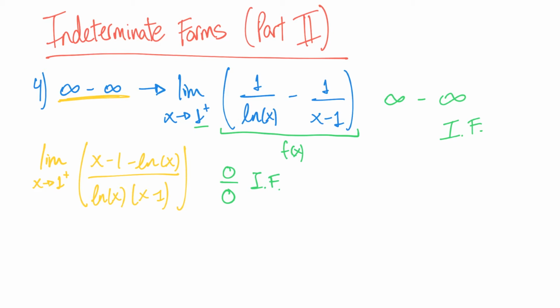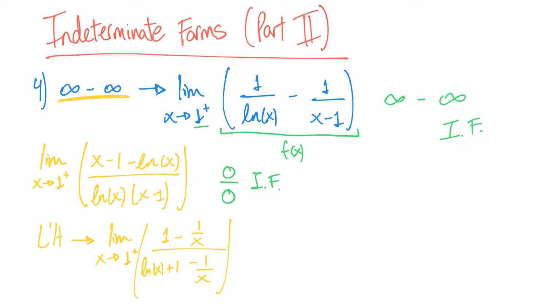And as we remember, whenever we have 0 over 0, we're going to use L'Hopital's rule. After I do that, we have the limit as x approaches 1 from the right of 1 minus 1 over x, divided by, and then I'm going to have the derivative of x minus 1 times the logarithm of x, so it's going to be the logarithm of x plus 1 over x. So we have all of this.